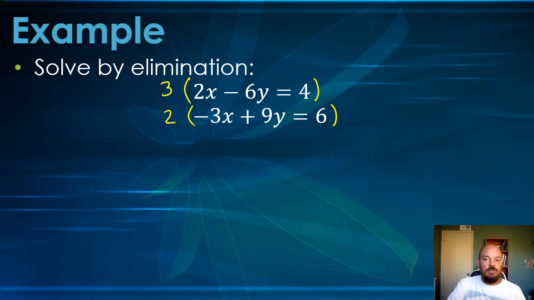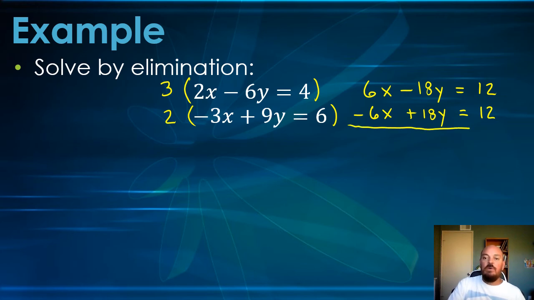We're going to do kind of, think of it as a big distributive property again. Take the first equation, multiply everything by 3. 2x times 3 is 6x. Negative 6y times 3 would be negative 18y equals, and then 3 times 4 is 12. Now let's take the bottom equation, multiply everything by 2. 2 times negative 3 is negative 6x. There's that perfect match that we created by multiplying by a 3 and a 2. 2 times 9y would be positive 18y. And 2 times 6 is 12.